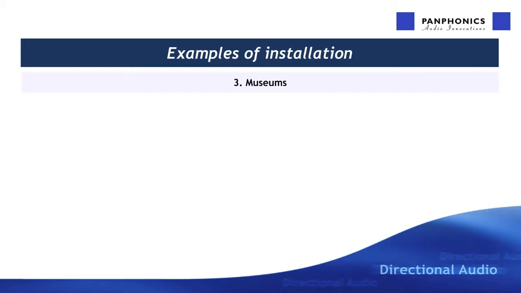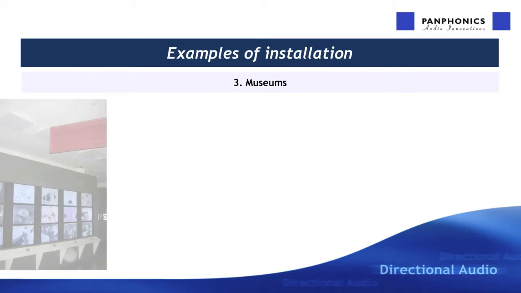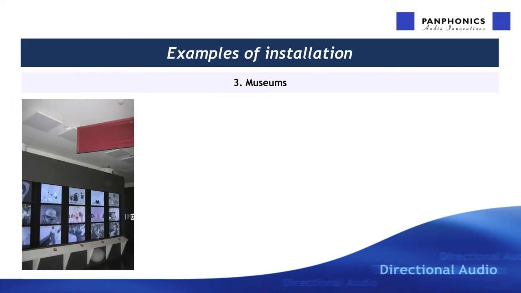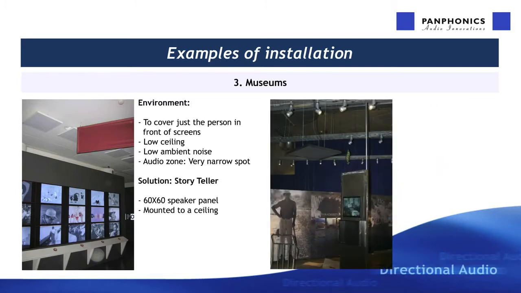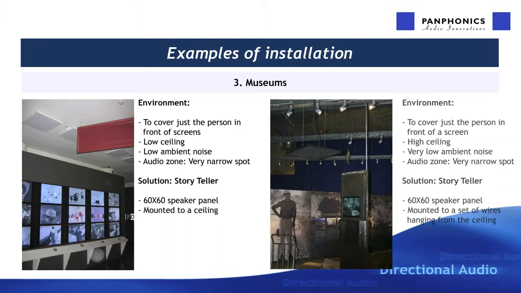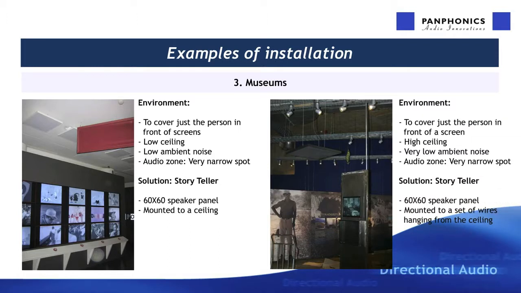Now we have examples from museums. As we have learned, in a place where the ambient noise level is low, creating a directional audio environment becomes more difficult. Also, museums often have hard surface floors with high ceilings. Therefore, square models are used facing down, often using wires to place the speakers as low as possible, in other words, as close as possible to the ears of listeners, in order to achieve even higher directivity.